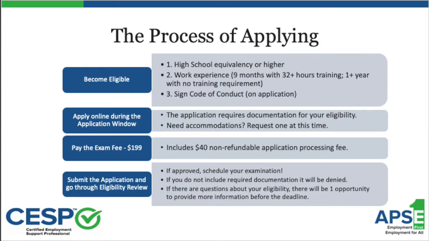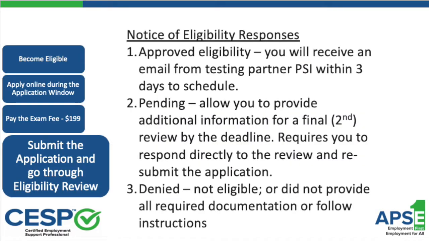Once your application has been submitted, you will receive an email telling you it's been received, and it will be reviewed for eligibility within 3 business days. If your documentation is provided and you meet all eligibility requirements, you will receive notice through email and instructions to schedule your exam day and time during the testing window at the PSI testing site closest to you. If your application is missing required documentation, the application will be denied. Please ensure you are providing all documentation before applying.